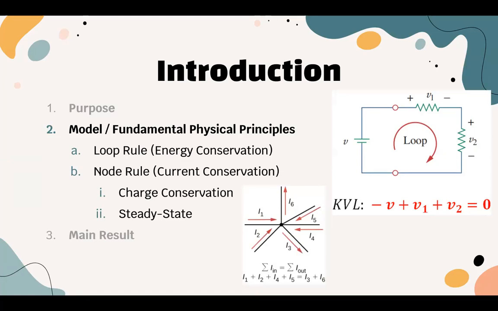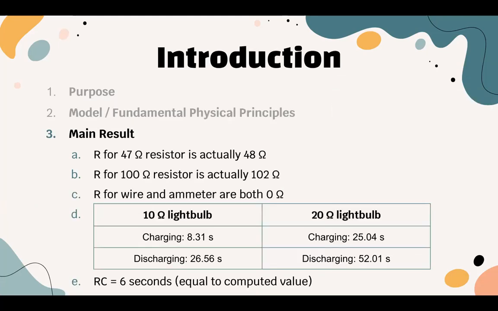It states that the change in potential difference for a loop is always going to be equal to 0, as well as the node rule, which deals with currents and states that all of the currents coming into a node have to also come out of it when a circuit is at steady state.